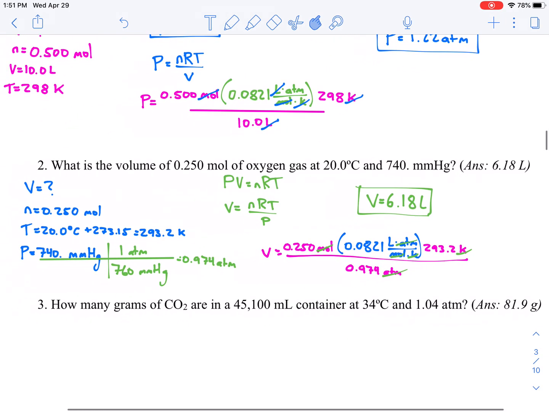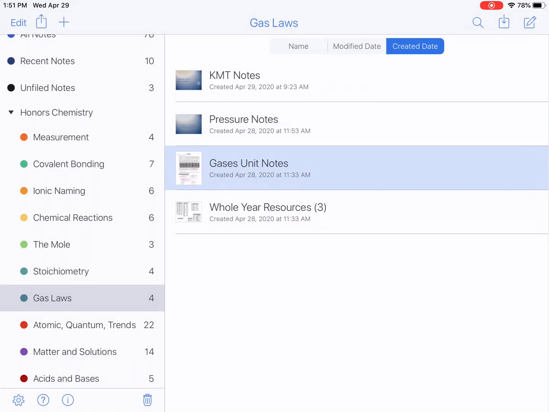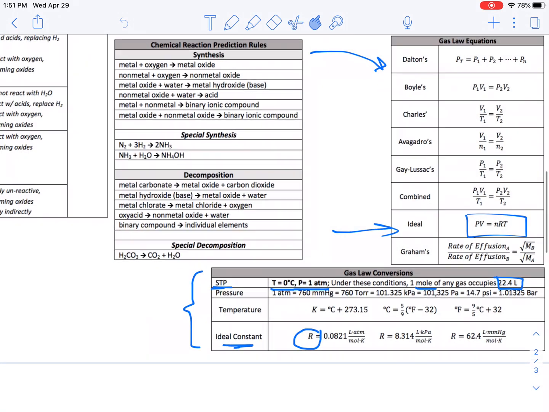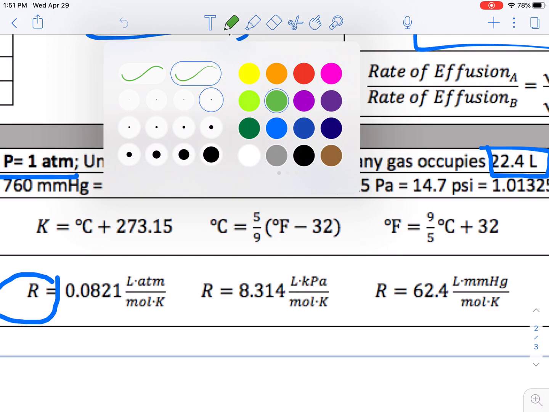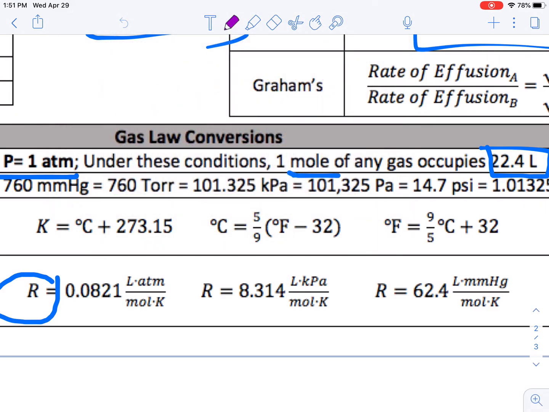But there's a bit of a shortcut we could have taken, right? I showed you that R had a problem because our units of pressure didn't match. We started off with units of pressure in mmHg. But if you go back to your resources page, there's a pretty tricky little thing going on with R values. You'll notice in R values, moles times Kelvin is always the denominator. Liters is always in the numerator. But the pressure can change, and if the pressure changes, you'll get a different R value.